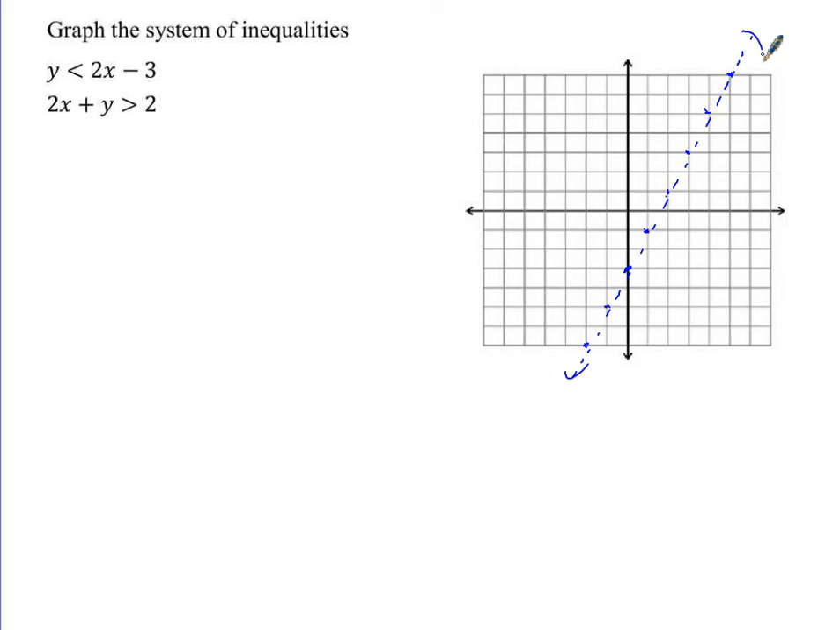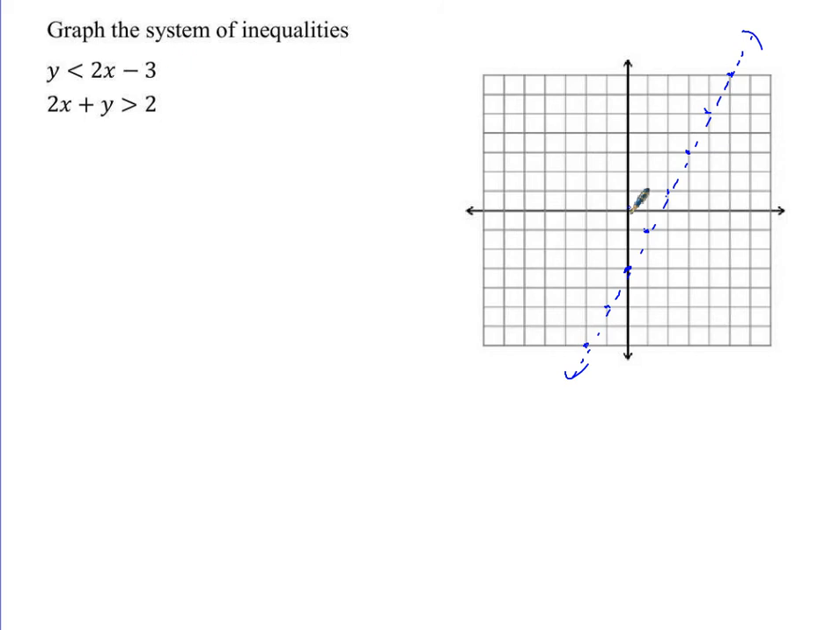But now we have to talk about which way to shade because it's an inequality. So what do I need to do to figure out where to shade? Pick a test point. Our test point is usually 0, 0, right here. So I plug 0, 0 in here, and I get 0 is less than -3. Is that true? No, that's false.